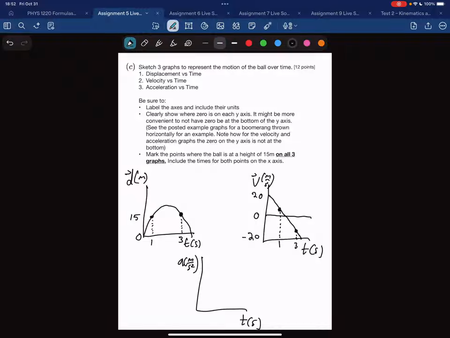So, going to acceleration now. Our acceleration is constant at negative 9.8 meters per second squared. So we just have a constant horizontal line at that value. And where it reaches 15 meters again is, of course, going to be at the same times again. And that was everything for part 1, for question 1, parts A, B, and C.